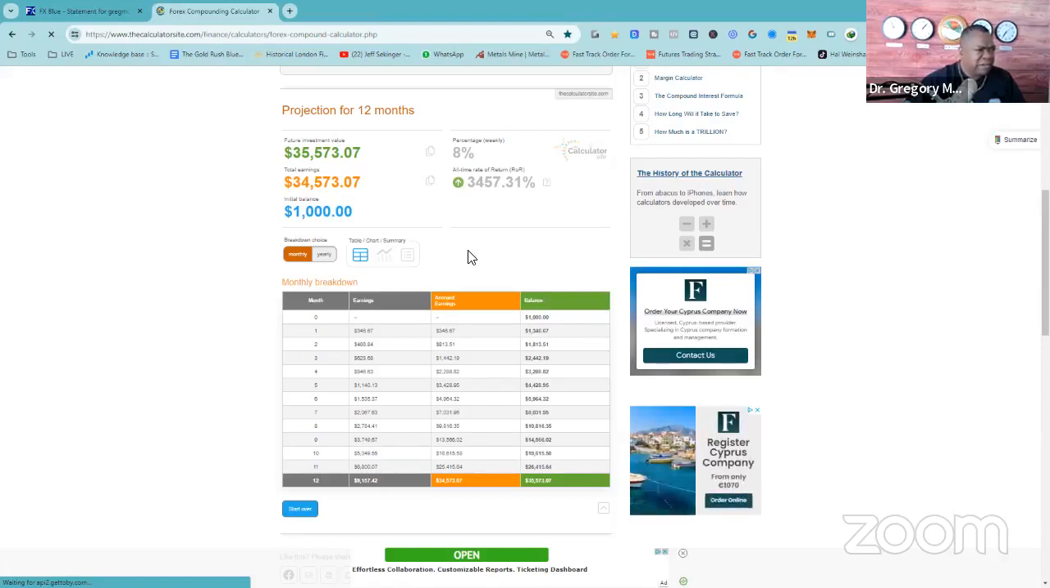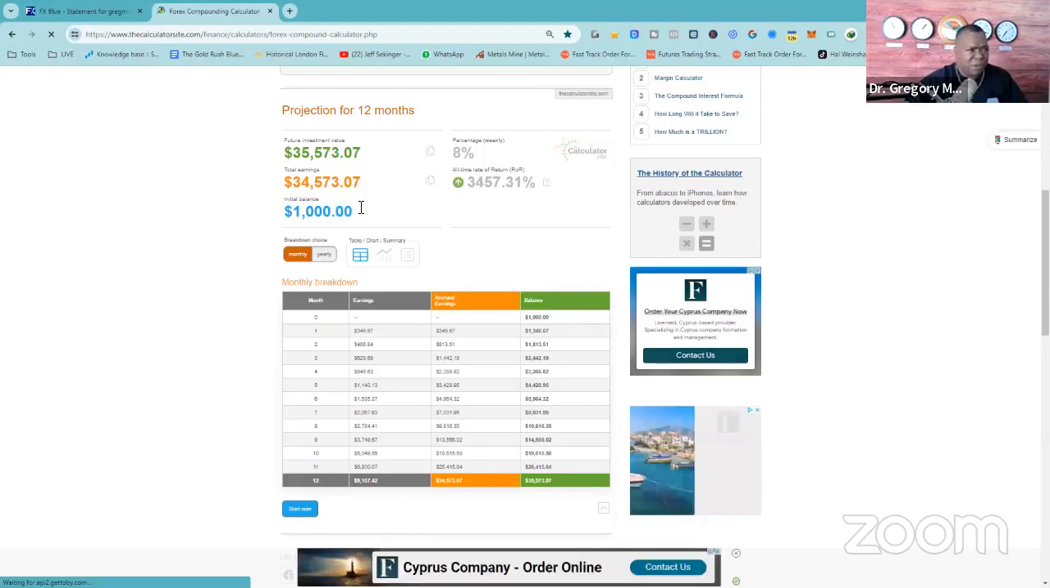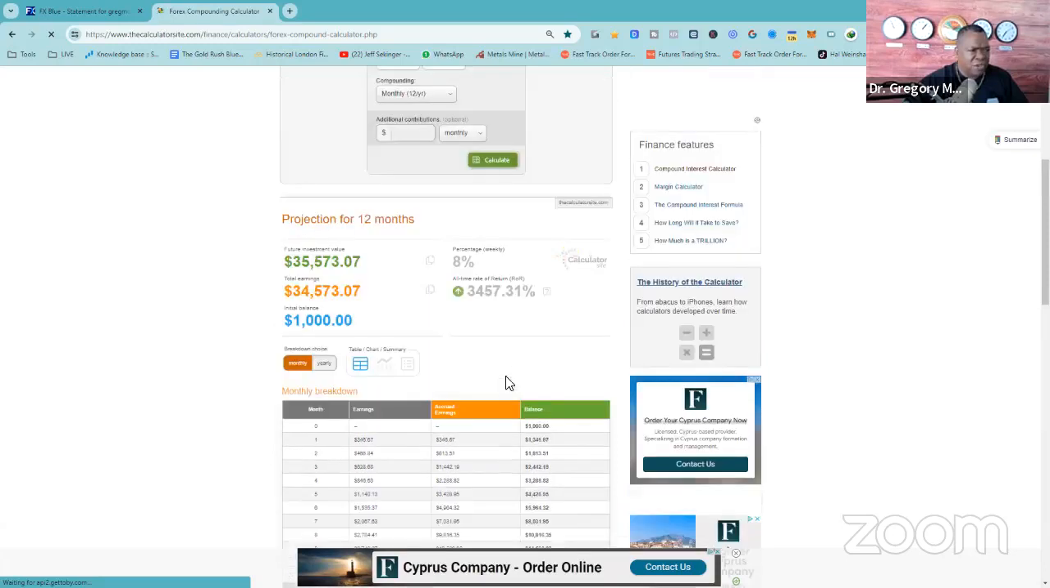May not be enough to live off of, but if you have a job and you can do this part-time, well, now you're in the $100,000 a year range part-time just by adding this strategy to your portfolio.